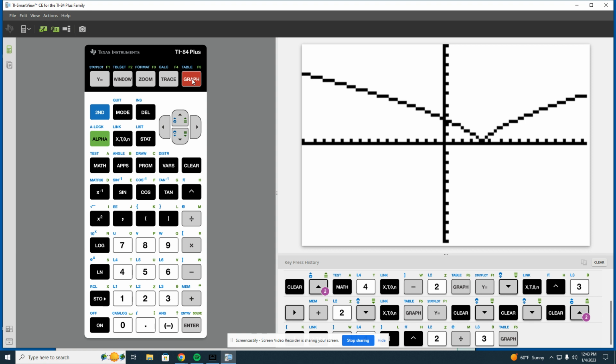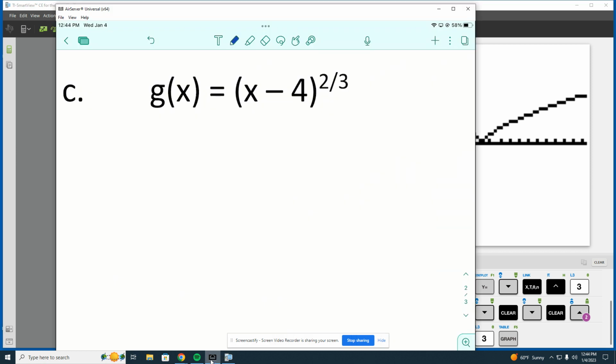Does it? If I take a horizontal line and run it up that graph, am I hitting 2 points at the same time? I am. So does this pass the horizontal line test? No. So are we going to go to our paper and switch x and y and solve for y? No. We're going to say no inverse.